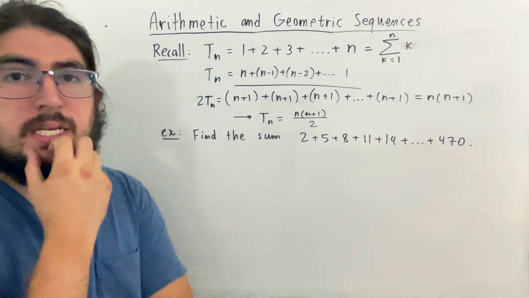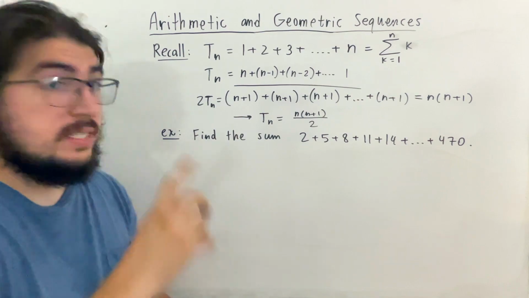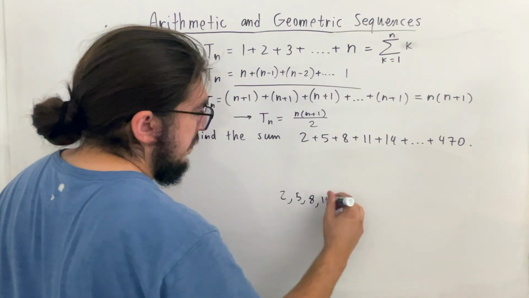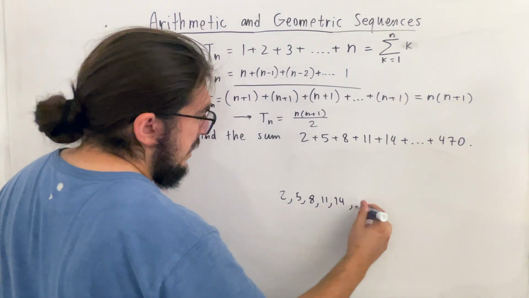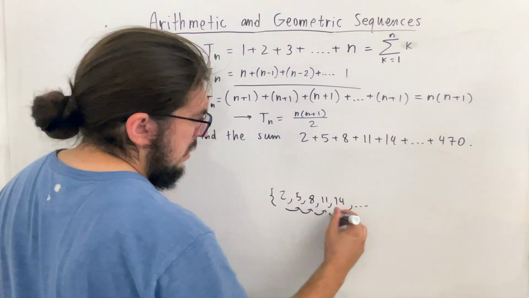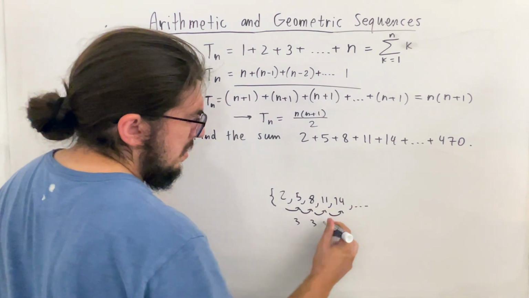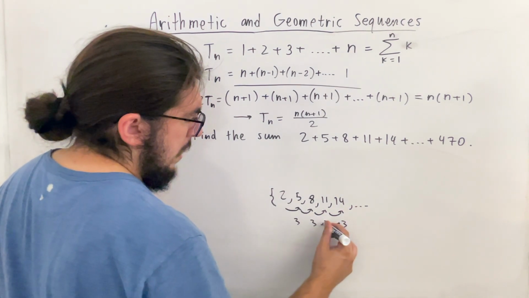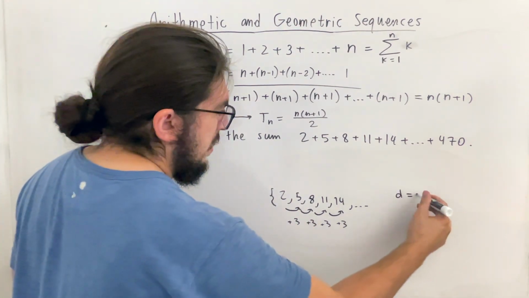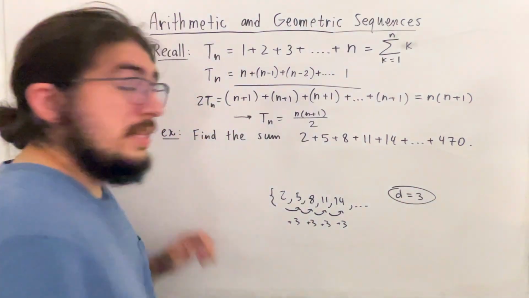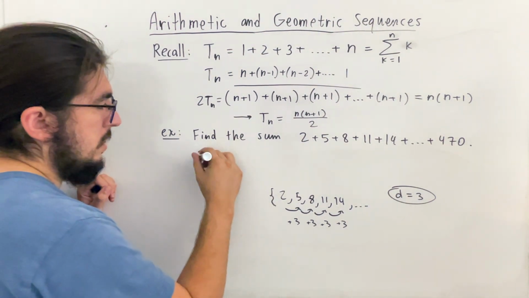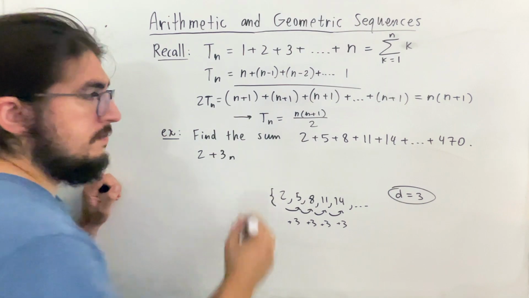I think the best way to do it, though, is to notice first off this sequence, 2, 5, 8, 11, 14, is indeed an arithmetic sequence. And the common difference here is 3. You add 3 to get from one term to the next. Perfect. So we know d is equal to 3. Fantastic. And then that tells us that the closed form is going to be 2 plus 3 times n.